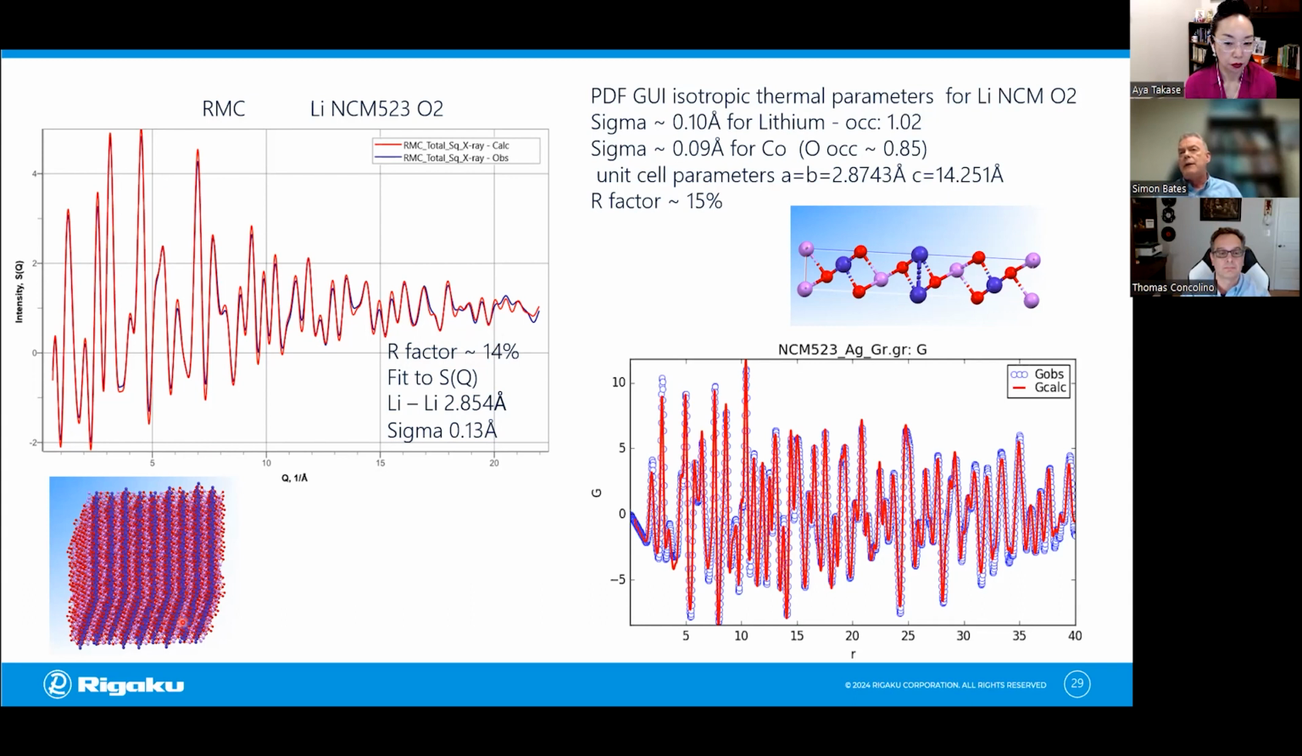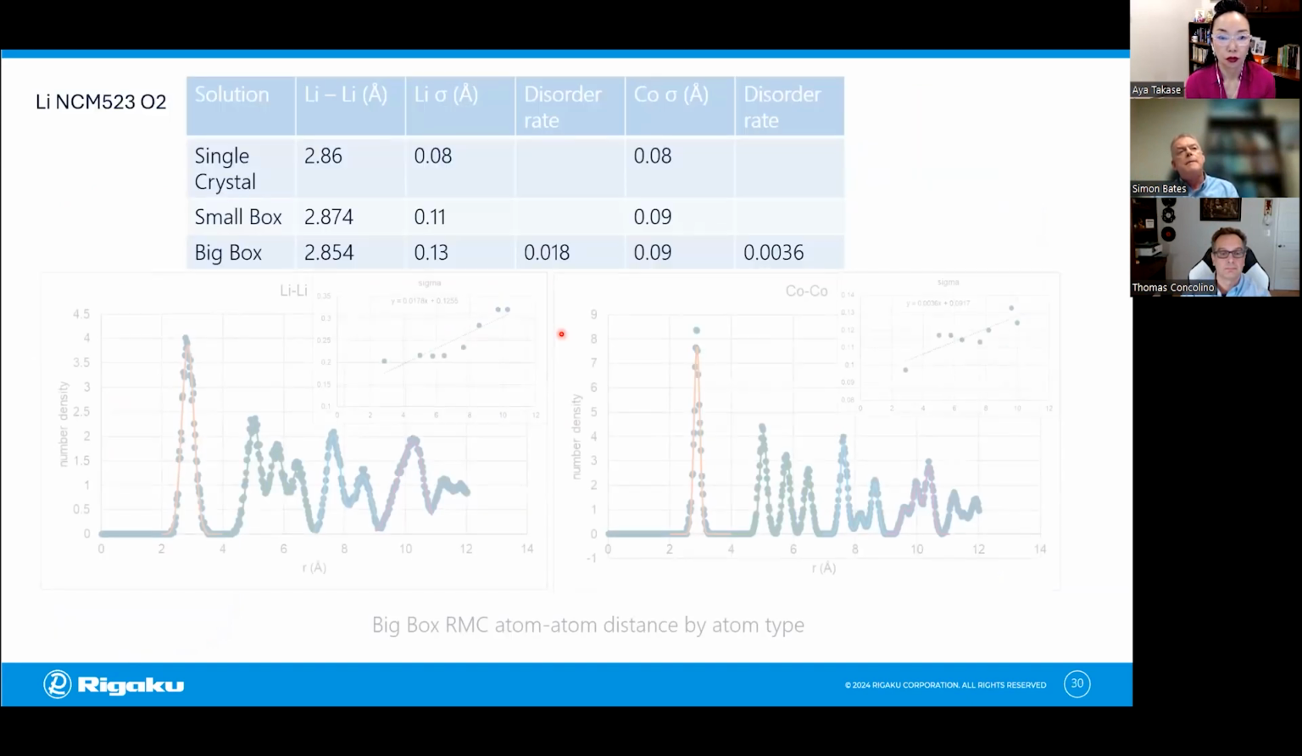Randomness is incredibly difficult to capture in a big box model. You really have to go to multiple hundreds of these big boxes to fully capture randomness. And so that impacts the R factor a little bit. But again, we get our sigma values and we get lithium distance values. We can make our table.